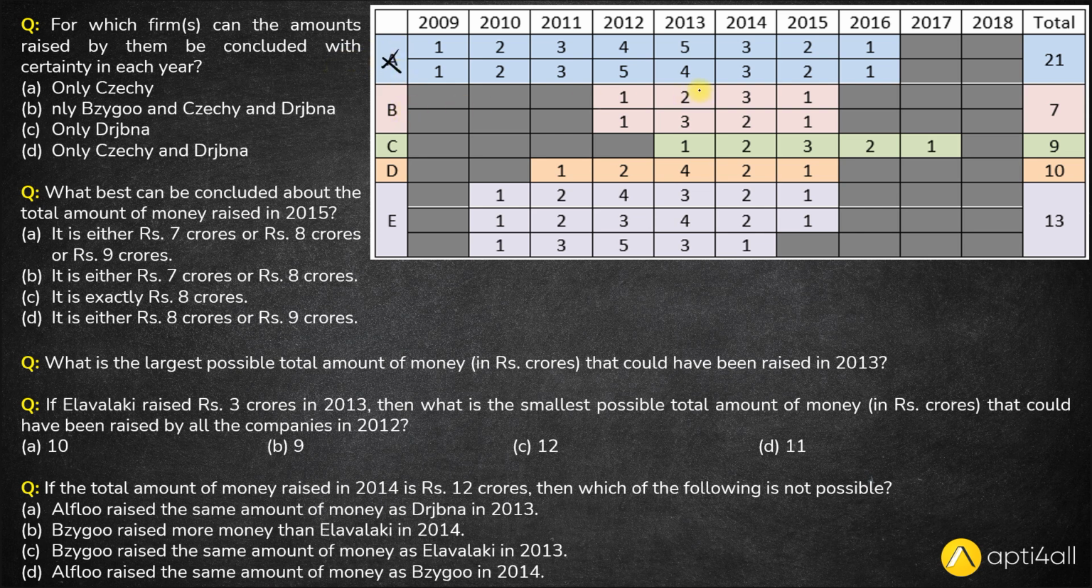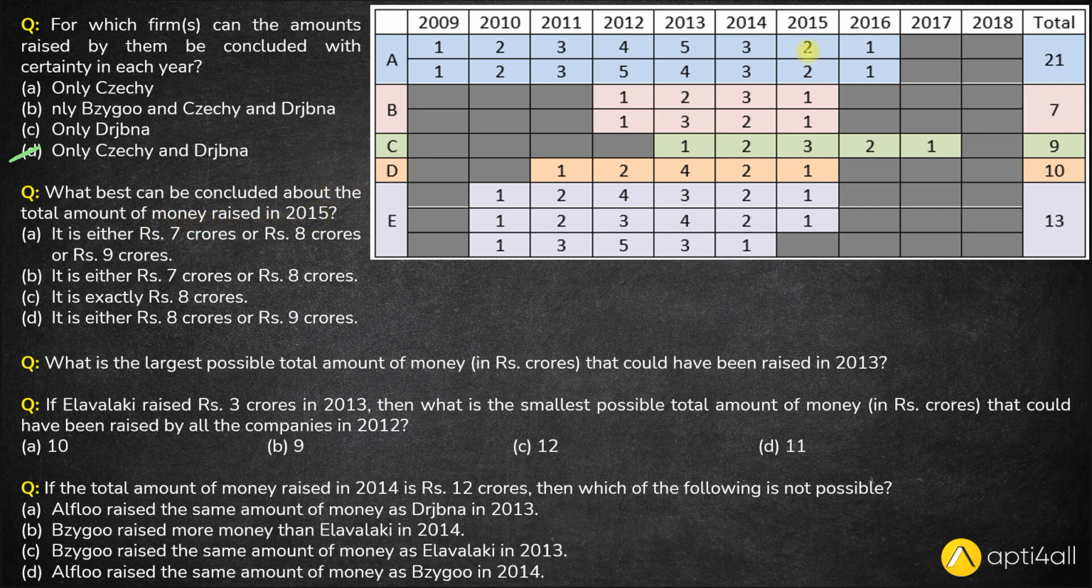For B again, we don't know the exact amount raised in 13 and 14. So this will not be counted. C will be counted. For C there is only one case. For D also there is only one case. Again E will not be counted since all these are not known for sure with certainty. So the answer to this question is only C and D, option D. Okay? Cool. Next question. What best can be concluded about the total amount of money raised in 2015?